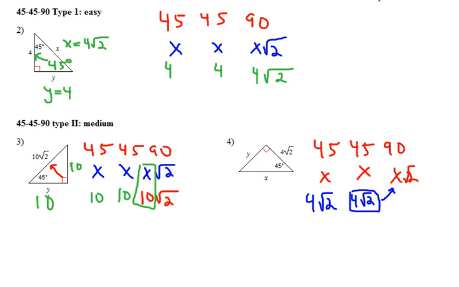I didn't draw that very well. Let me look at this again here. Okay, so this is supposed to be a 4 root 2. Erasing. 4 root 2 is down here. So this is supposed to be x root 2. That means we're going to take this 4 root 2 and replace it just for this x right here.